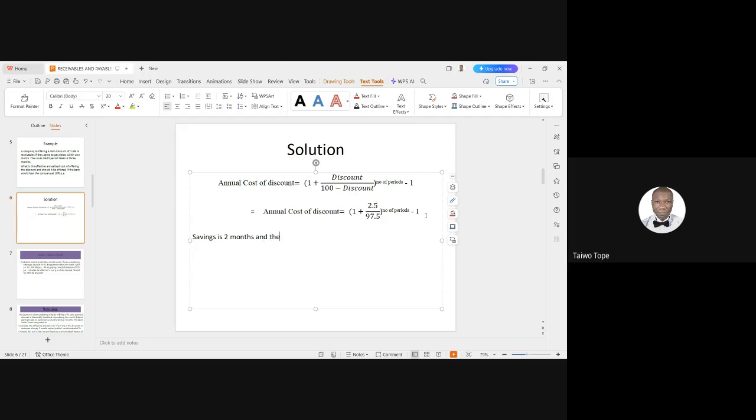And there are 12 divided by 2, which will be equal to what? 6 periods. 6 periods.